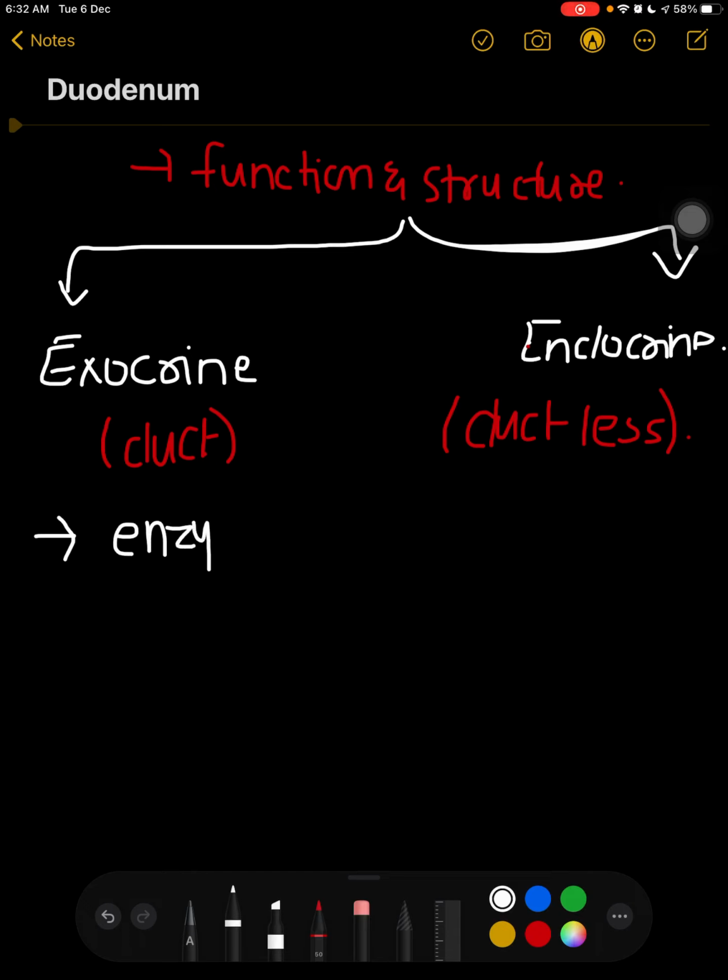So in exocrine glands, enzymes will be released. But when we talk about the endocrine system, it will release hormones. So exocrine glands release enzymes and endocrine glands release hormones. Now let's talk first about the exocrine part of the duodenum in detail, and then we'll talk about the endocrine part of the duodenum.